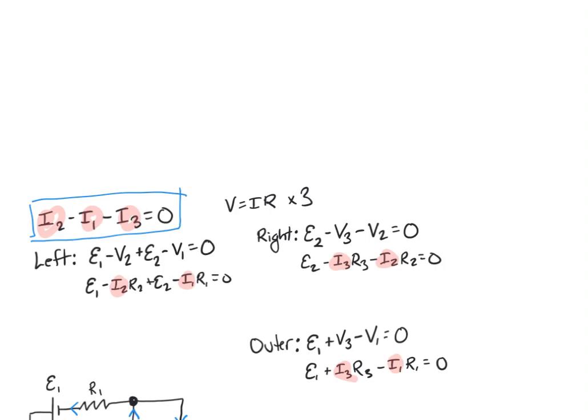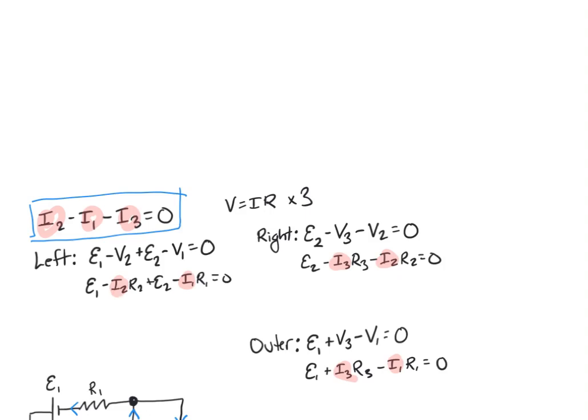Note that in each of my loop rules, I have 2 of my currents. Now, if I can find 2 of these that have the same 2 currents in them, I might be able to solve for them and then use another equation to figure that out. But unfortunately, I can't. Here I have I2, I3, I1, I2, I1, I3. So that's not going to help.